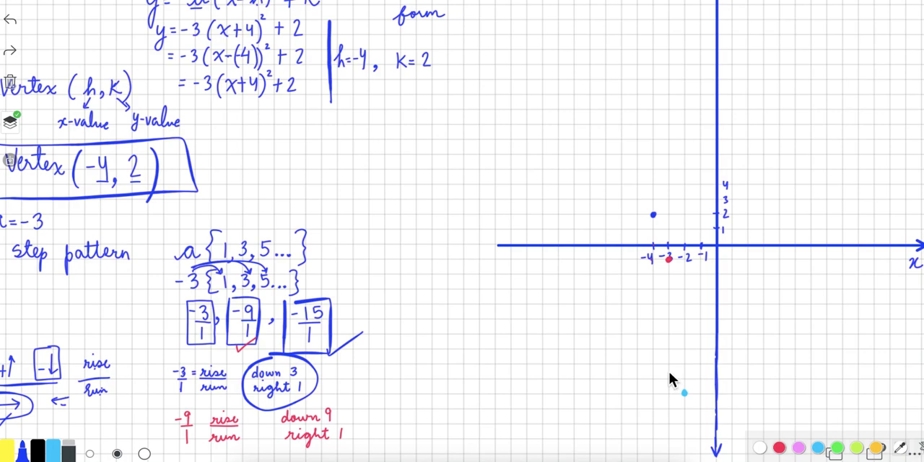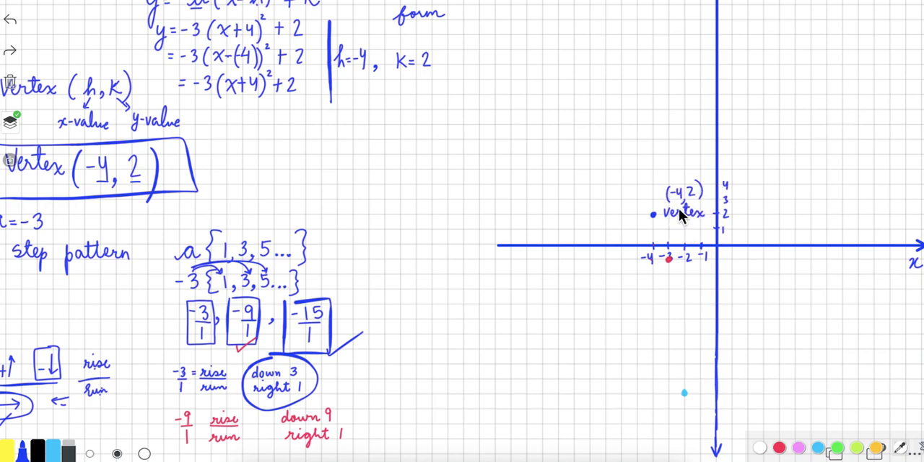Now again, the point we plotted in the beginning, that was the vertex. I'm just labeling that right now. That is the vertex here. The x value was negative 4 and the y was positive 2 here.